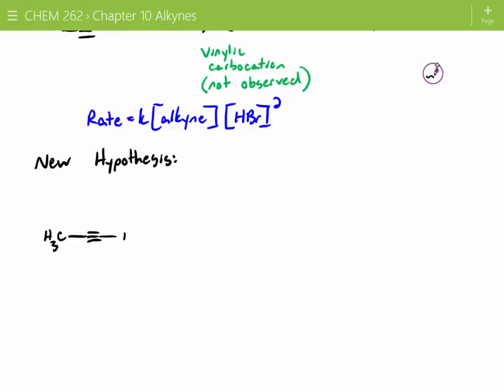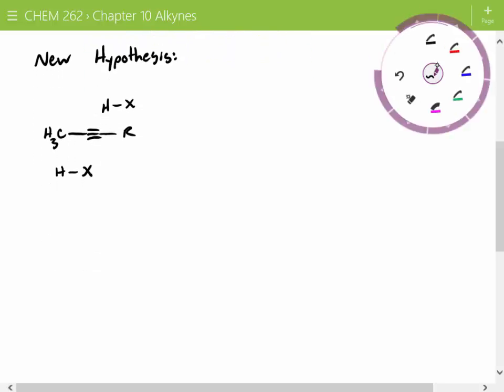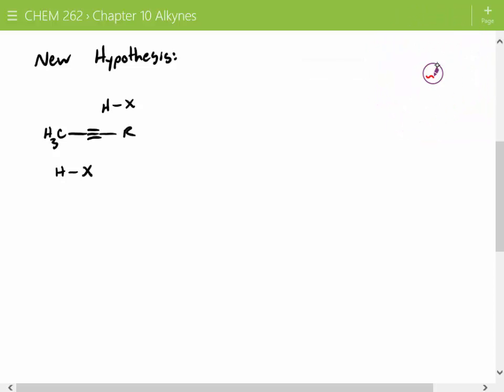So in this new mechanism, what happens is we've got our alkyne, and I'm going to label this as CH3. I'm going to label this one as R. And we've got our acid down here, and we've got another equivalent of our acid up here. So what this is called is termolecular. We actually need 3 different reagents in order for this reaction to occur. These reactions are pretty rare. This sigma bond will go in, attack this carbon over there, and then the pi bond will go over, grab that proton, and kick it out.